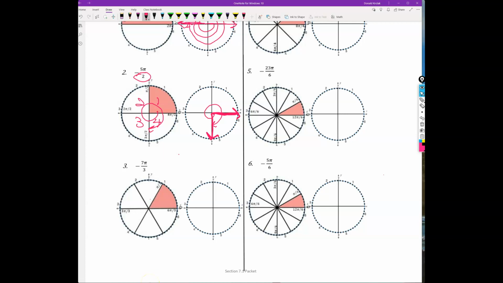Okay, -7 pi over 3. So we're cutting this into 3 slices. And all we're doing is counting clockwise 7 of them. 1, 2, 3, 4, 5, 6, -7. So that would look like something like that.